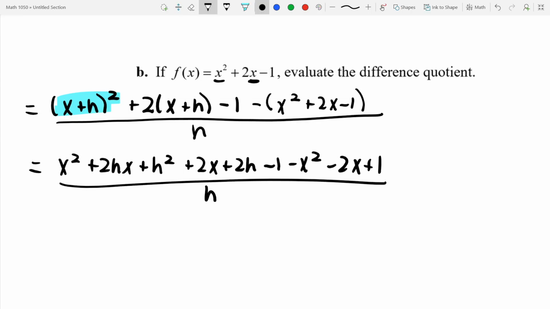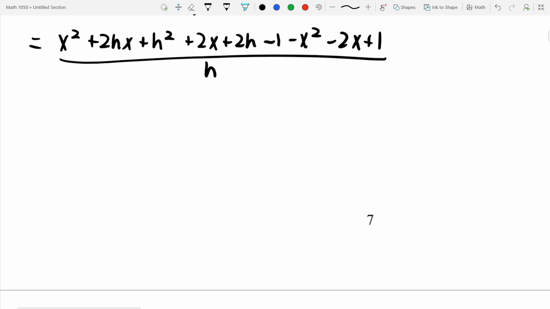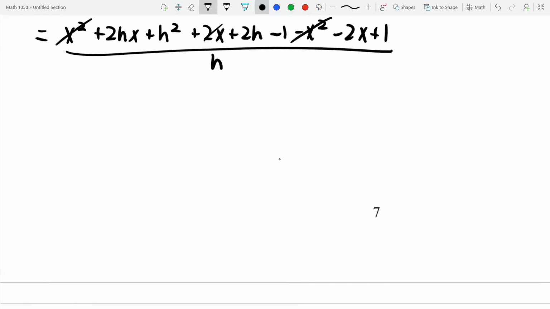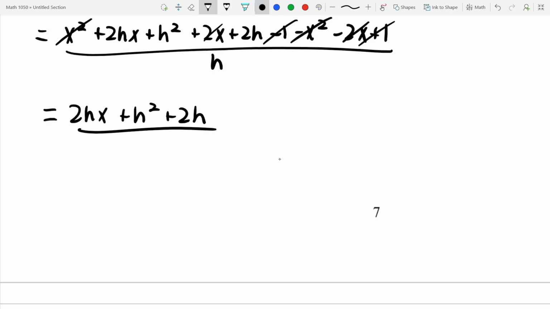Should I see if I could cancel with the h right now? No. When do I do that? The very end. And it's only if there's two best friends or if every best friend can go. Okay? So x squared minus x squared goes away. Plus 2x minus 2x go away. Plus 1 minus 1 go away. So what do I have now? I have 2hx plus h squared plus 2h minus h.